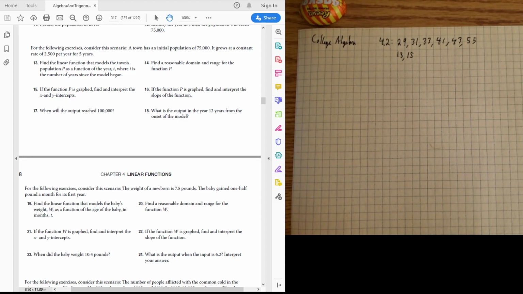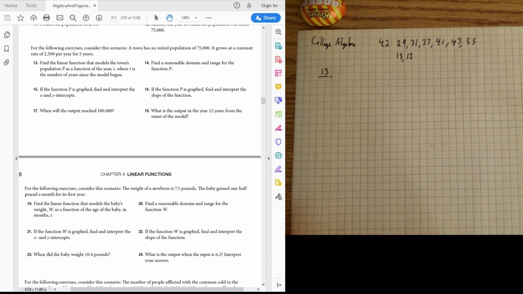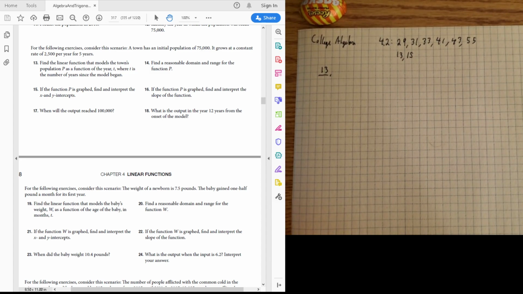Okay, so let's start off with question number 13 from section 4.2. For the following exercises, consider this scenario. A town has an initial population of 75,000. It grows at a constant rate of 2,500 people per year for 5 years. Number 13. Find the linear function that models the town's population as a function of the year t, where t is the number of years since the model began.